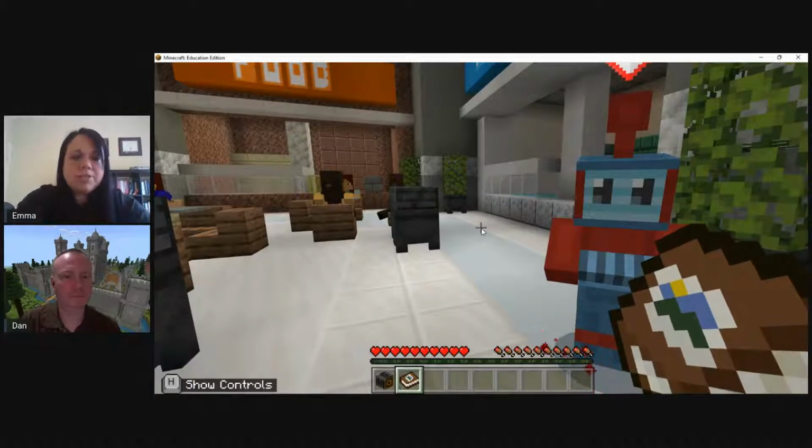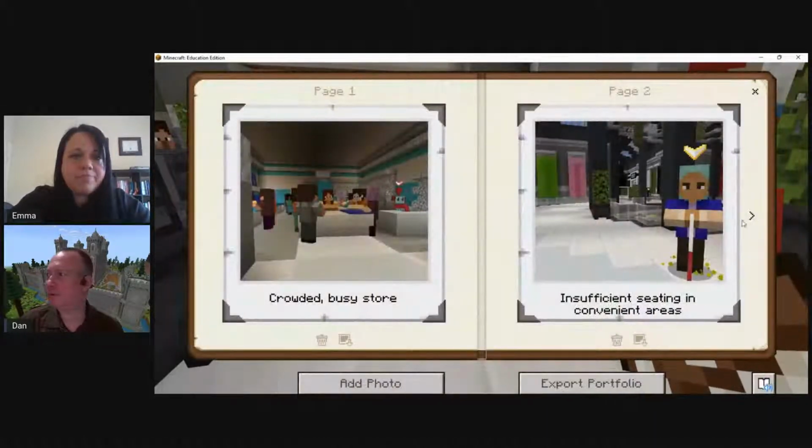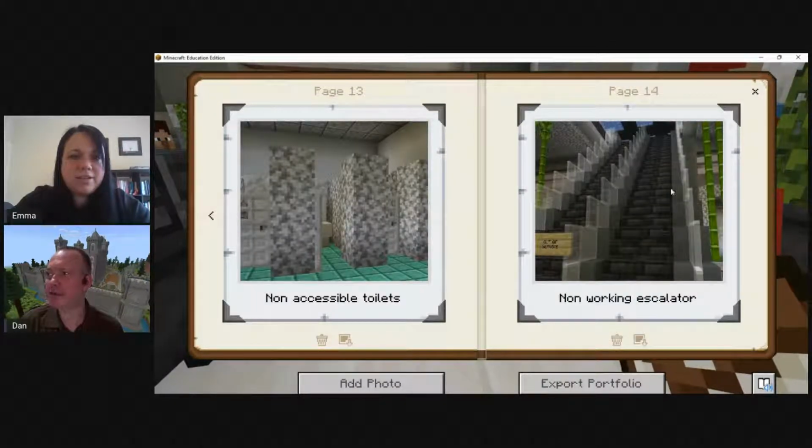So Dan, can you share some of the accessibility barriers that you found in the shopping center? Sure. I'll just open up my portfolio here. So let's go back to the beginning. The first thing I encountered was the non-working escalator. Additionally, it is the only access to the second level. So there's no staircases, there's no elevators, there's just the escalator.